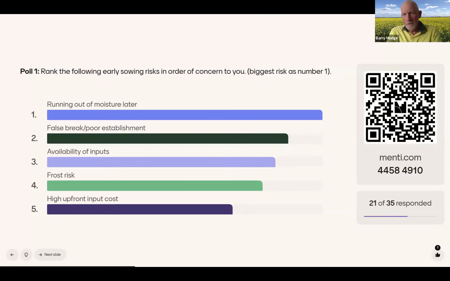Yeah, look, and it's actually something I was discussing this morning with my son. And it's something that we have seen in the past.